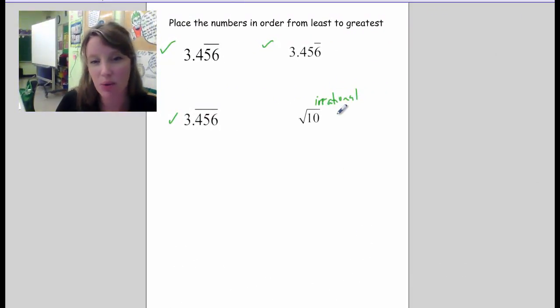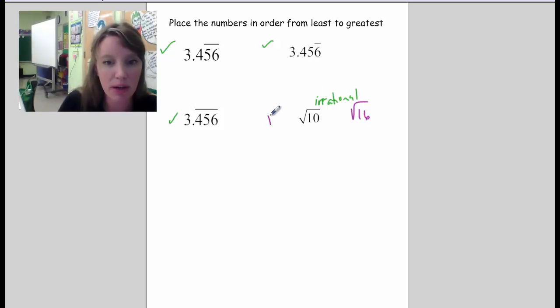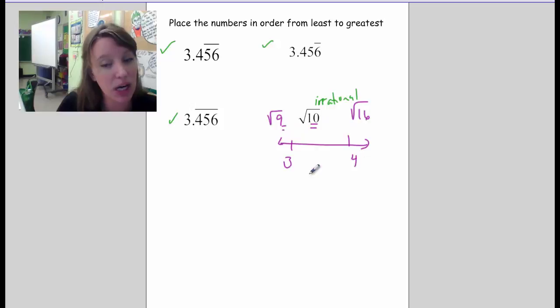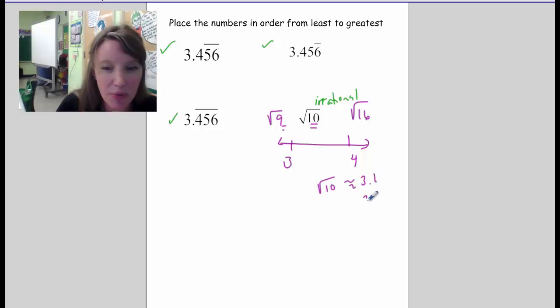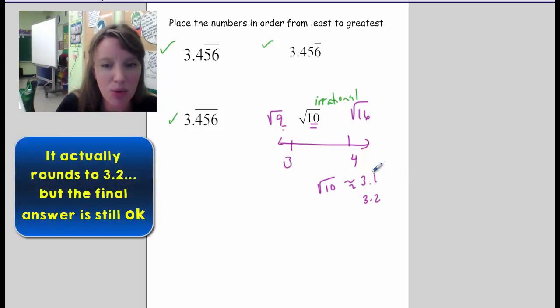Let's try to estimate where the square root of 10 would be here. We have the square root of 16 above it and the square root of 9 below it, so it is between 3 and 4. The radicand of 10 is very close to the radicand of 9, so it's going to be slightly above 3. I would estimate this to be around 3.1 or 3.2. Either one of those is a pretty good estimate. Let's go with 3.1, so this is around 3.1.